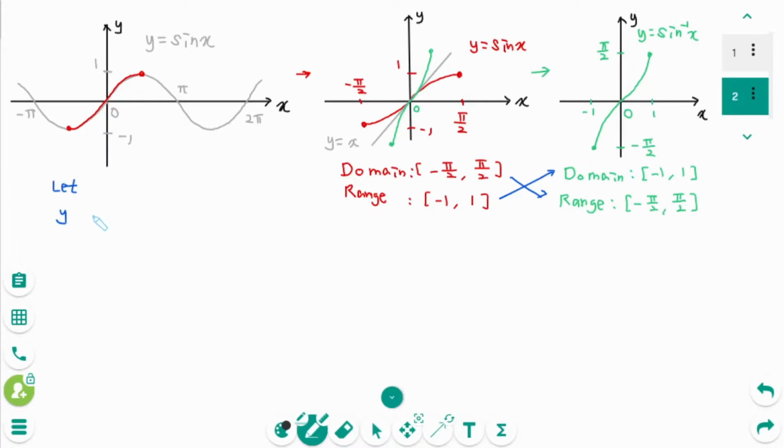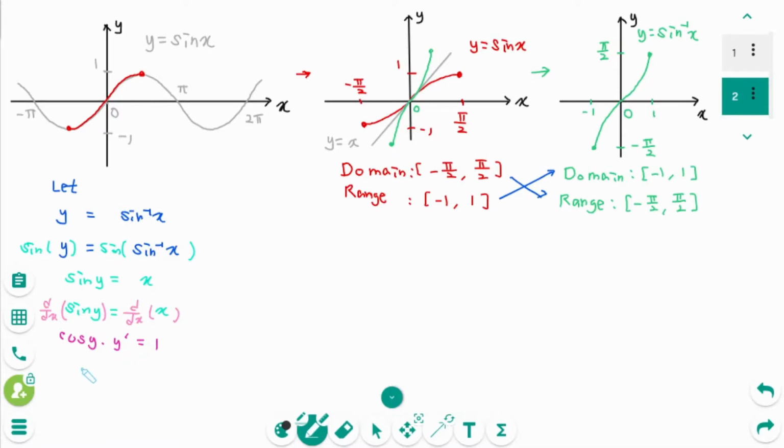Let y equals arc sine of x, then sine of y equals sine of arc sine of x. We can rewrite as sine of y equals x. Differentiating both sides of the equation with respect to x, regarding y as a function of x, cosine y times y prime equals 1, then y prime equals 1 over cosine of y.